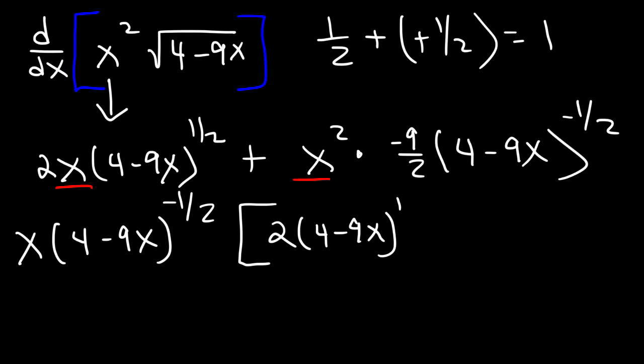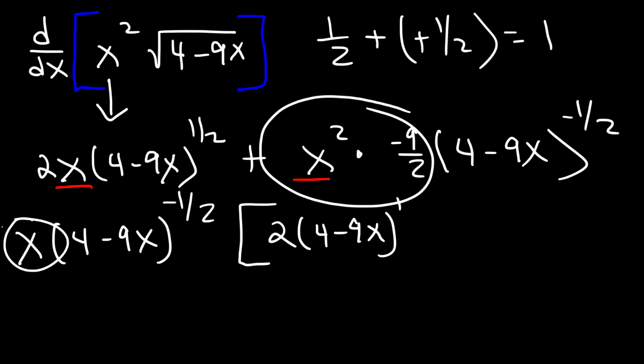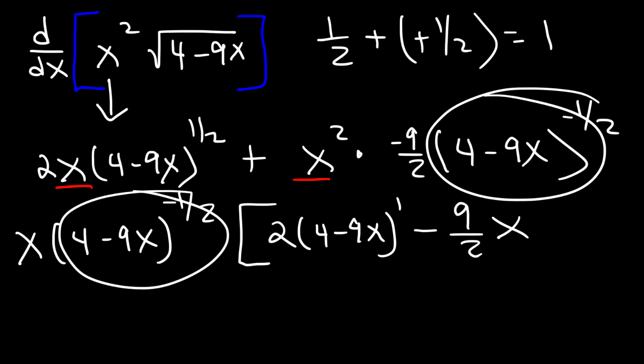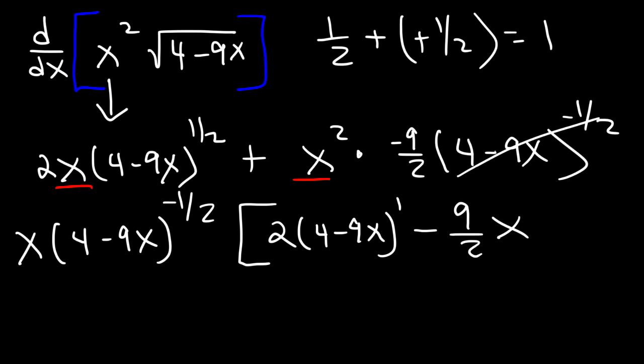Now let's focus on the second term. Negative 9 over 2x squared divided by x, it's going to be negative 9 over 2 times x. And then if we divide these two, negative 1/2 minus negative 1/2, that's going to be 0. So this is completely gone. We took it out. So this is what we have now.